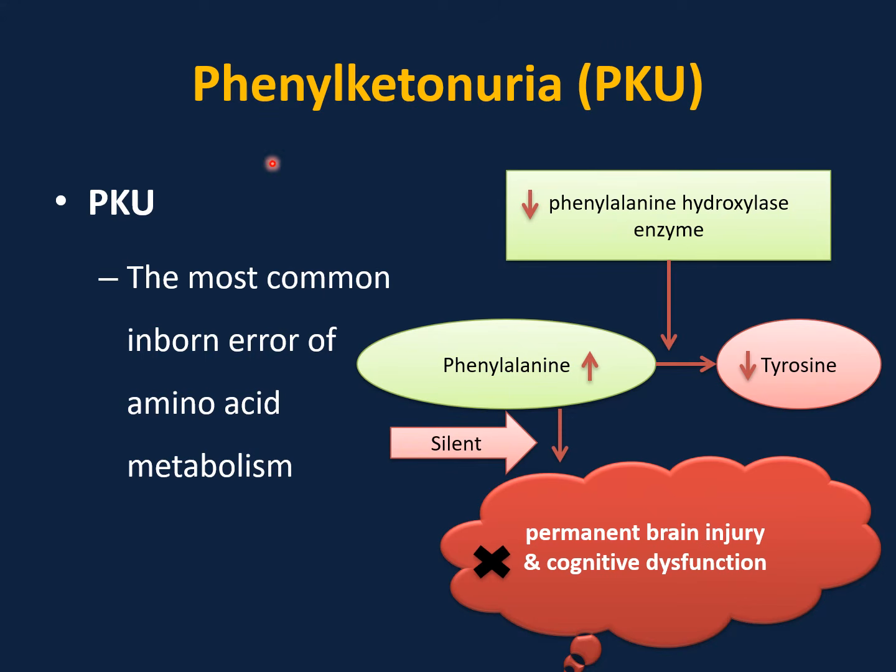Phenylketonuria is high yield. Very important to remember all the details about this disease because simply it is a preventable disease. If it's managed appropriately, you will save the brain of this child.